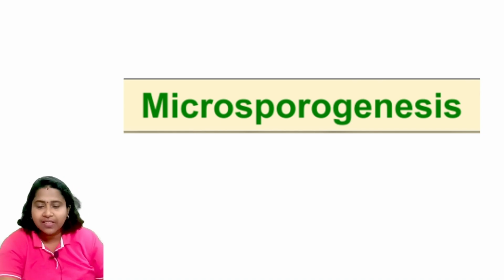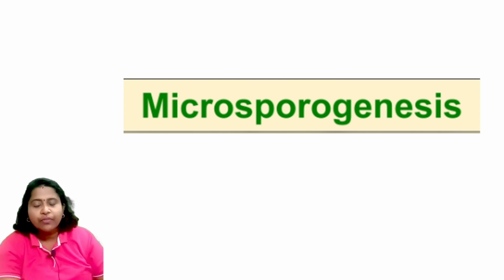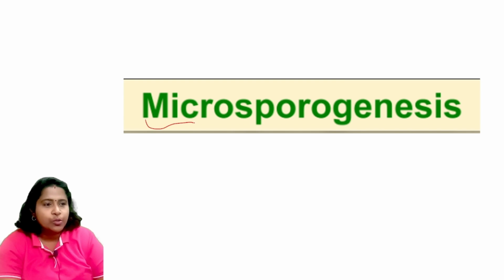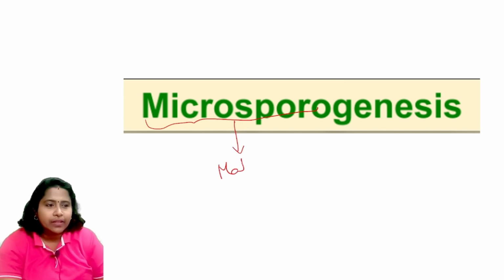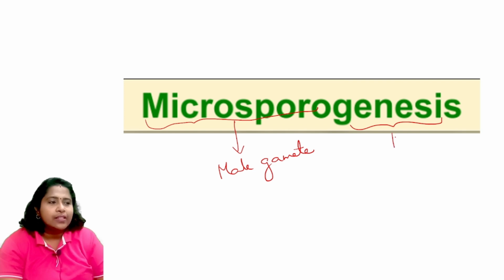What do you mean by genesis? Genesis is the formation. Microspore is the male gametophyte. So genesis means the formation.